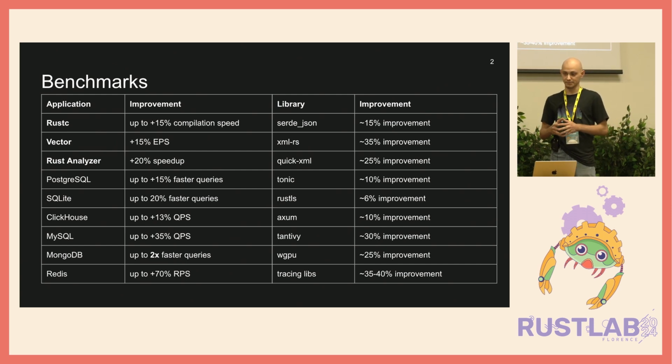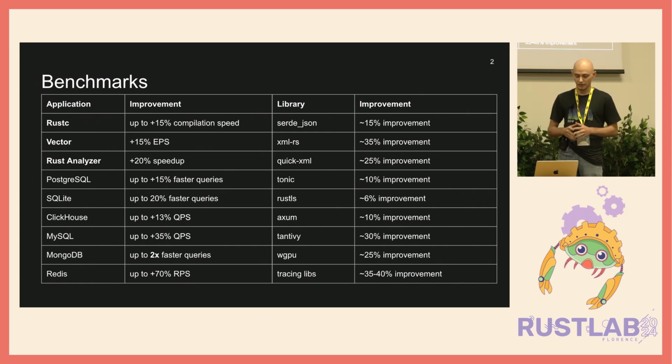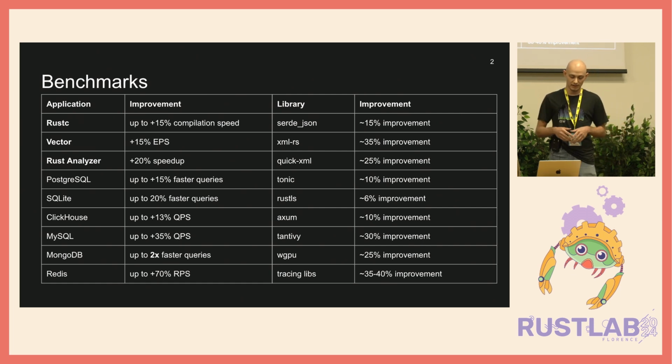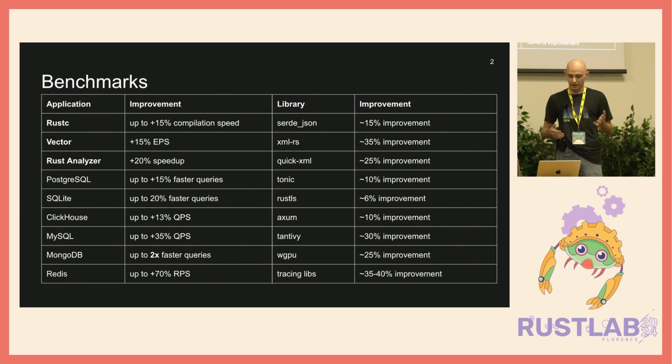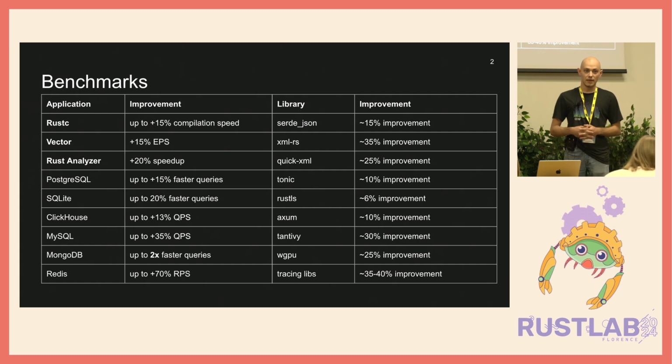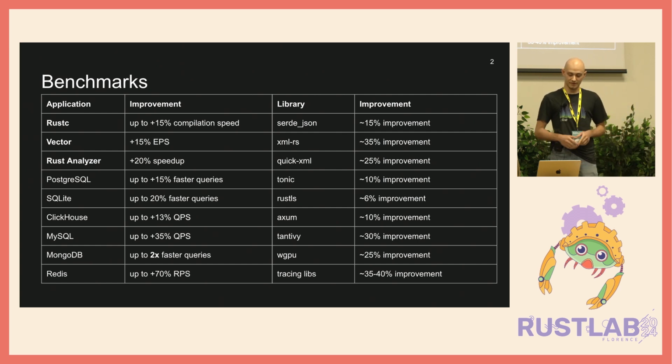I've achieved great performance results by applying only this optimization without any additional stuff to different kinds of applications and libraries like Rustc, not my work, Vector, that's a log shipping solution, different databases like ClickHouse, PostgreSQL, different libraries, for example, Serde JSON, it's everywhere, XML, RustLab, Tonic, Axum, whatever libraries. I hope you're pretty impressed by these numbers, so we can start.